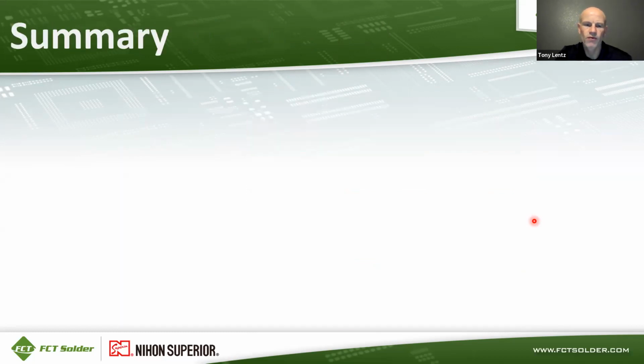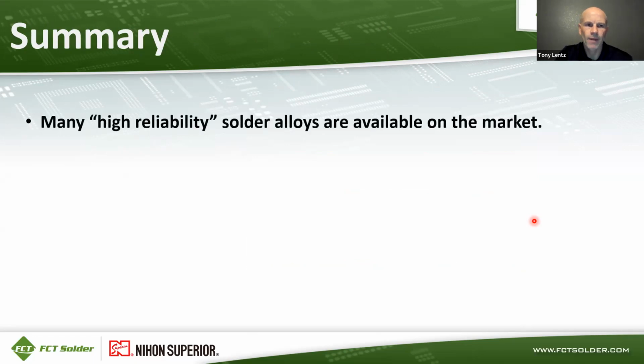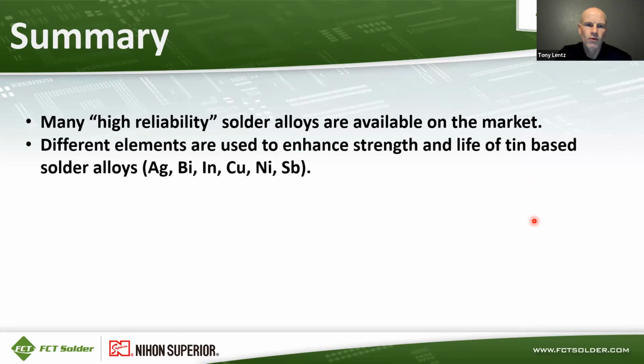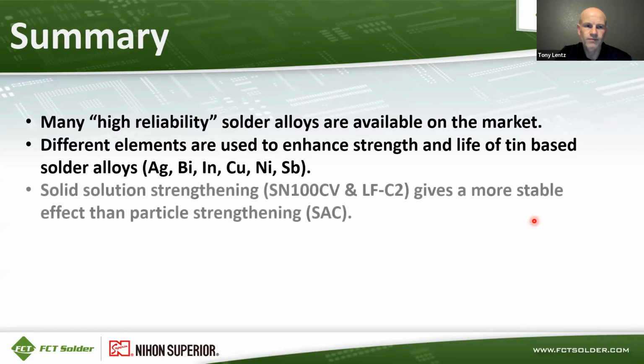So here's a summary of everything that I've talked about. There are many high reliability solders on the market. Different elements are used to enhance the strength and the life of solders, including silver, bismuth, indium, copper, nickel, antimony, and others in other cases. Solid solution strengthening that's used in SN100CV and LFC2 tends to give a more stable effect than particle strengthening, which is what's happening in SAC type alloys.